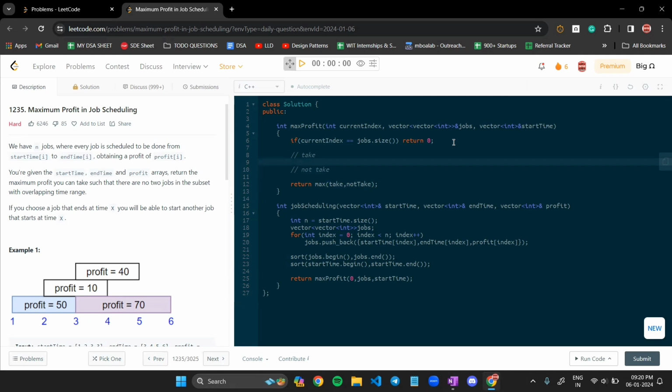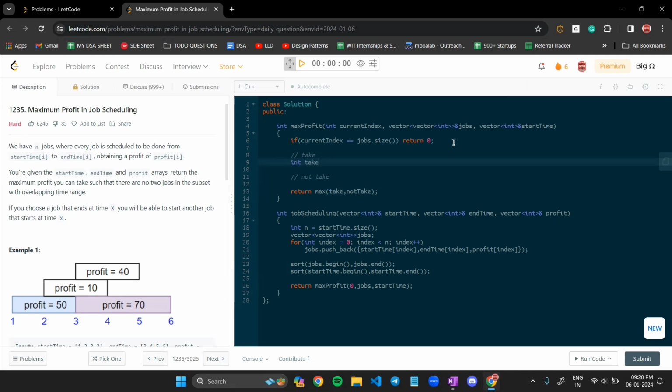So what are we going to do in the take call? In the take call, we are going to add the profit, because we have taken the current job. So we'll say jobs of current index, give me its profit, and we are going to make the recursive call to move to the next index. And this will remain as jobs and this will remain as start time. Okay, so we are going to find this next index in a couple of minutes.